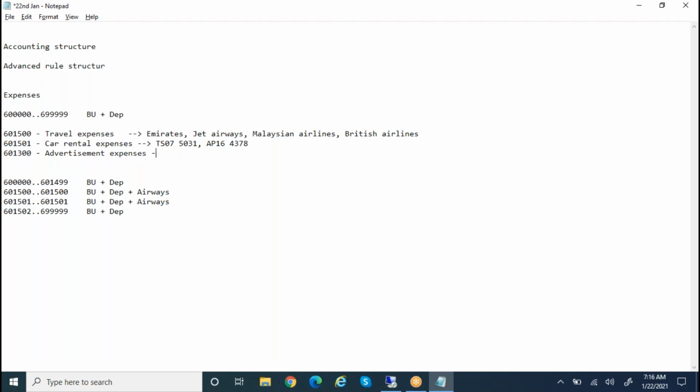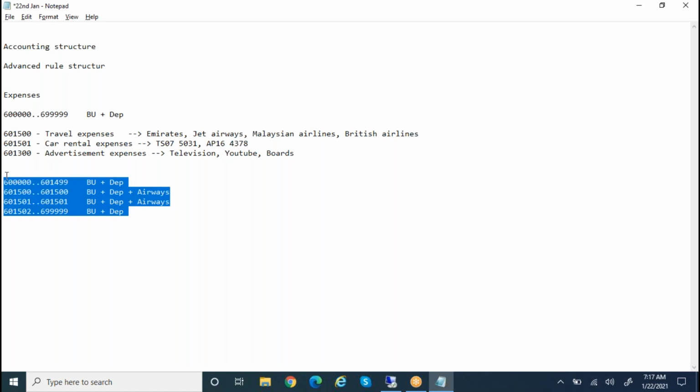So advertisement expenses, one is different, one is television, another one is YouTube. Nowadays this is also one of the marketing functions, and another one is boards. Okay, then I need to create another one like this. So if I keep on creating like this, I need to modify the accounting structure a lot. Agree with me?